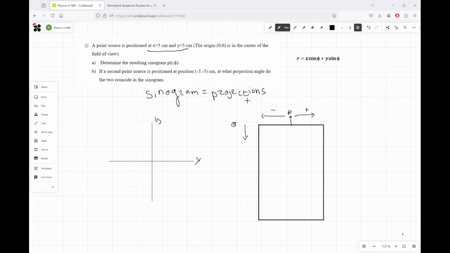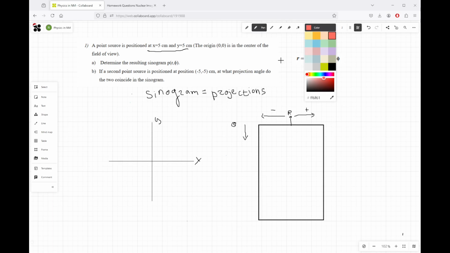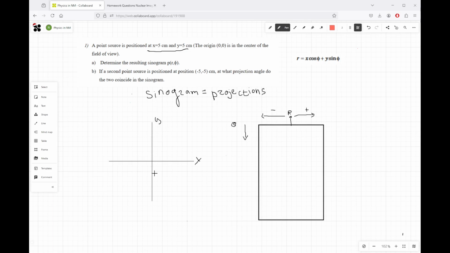So we have a point source at position 5, 5. So that is 1, 2, 3, 4, 5, and 1, 2, 3, 4, 5. So that is right here, for the point source.